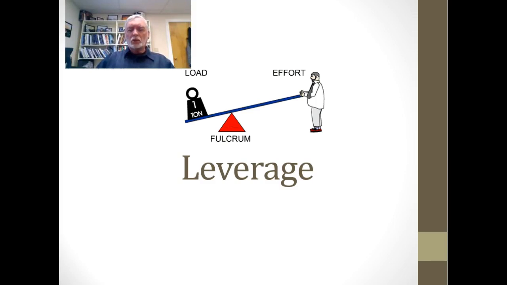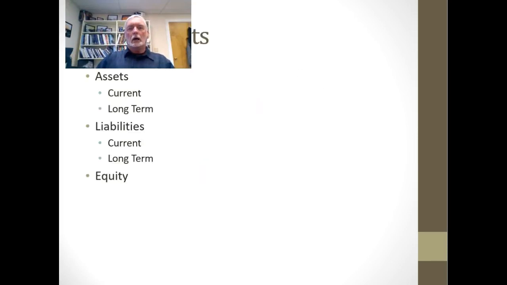So financial leverage is composed of what kind of assets I have, both current and long-term, what kind of liabilities I have, current and long-term, how much equity I have. So if we play with these things, if we structure these things differently, we get different results. And the interesting part about this is that it has very little to do with operations.